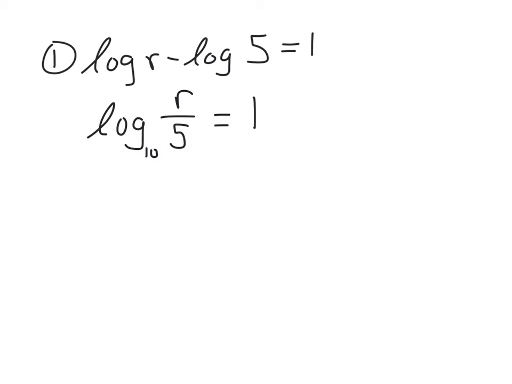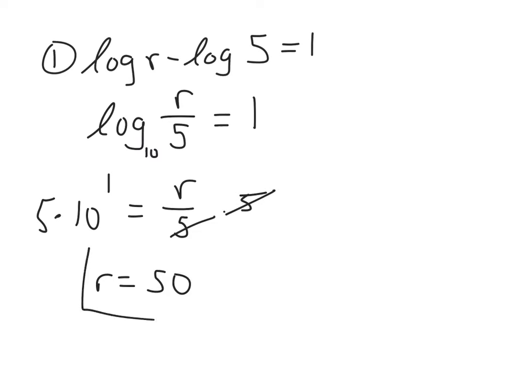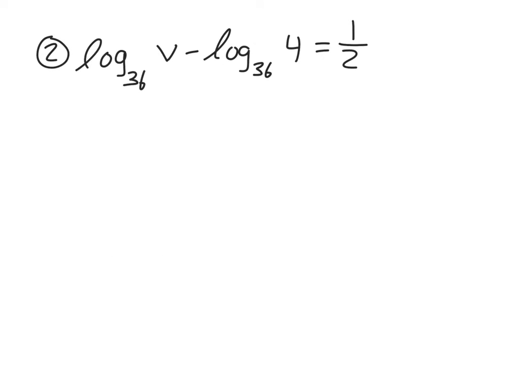So I'm going to read this as 1 is the exponent on 10. That gives me r divided by 5. I would then just multiply by 5 on both sides, and we would be at our answer. R equals 50. And there we go. Let's look at another example.